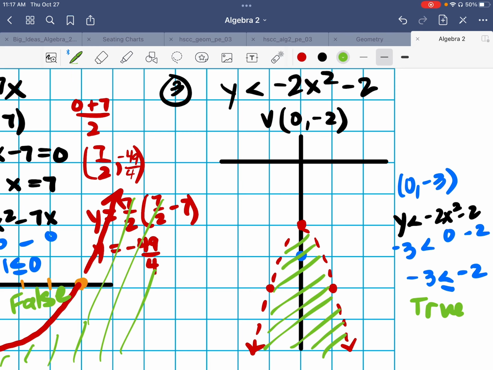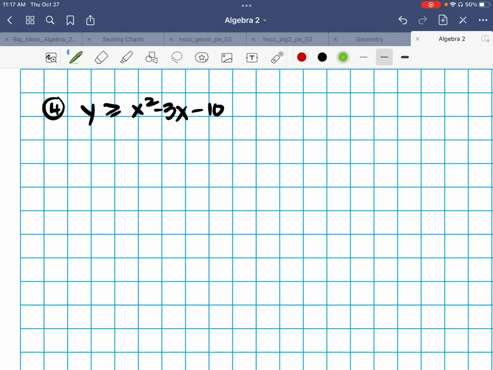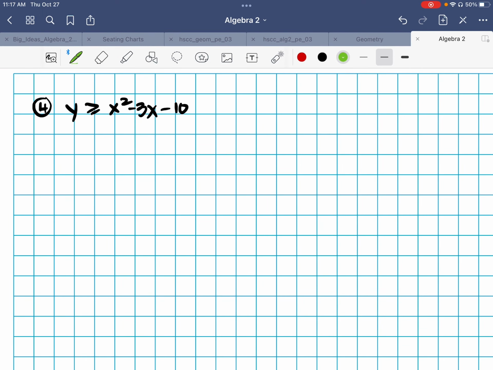Okay, moving on to number 4. If I were doing it, I would probably pause at this time, but because you're probably watching this as a class, maybe keep going. But if you're watching this by yourself, pause it right now and see if you can do this one. If you get stuck at any point, hop back on and we'll go through it.